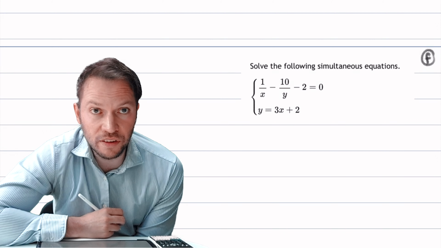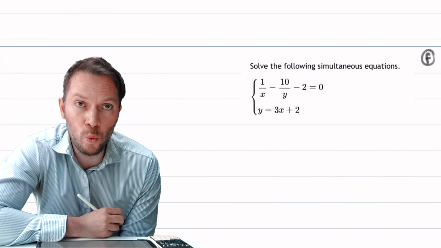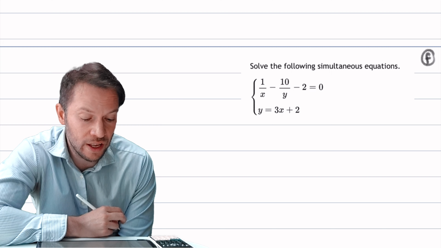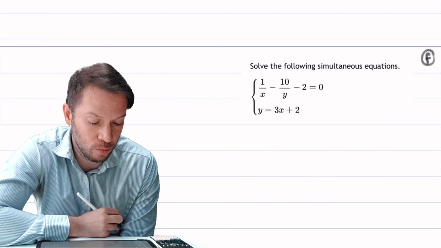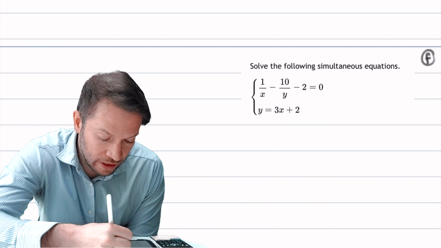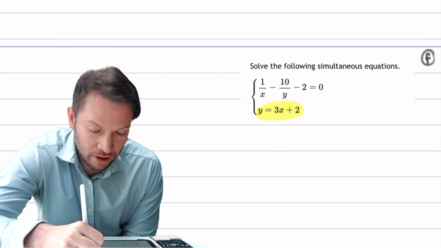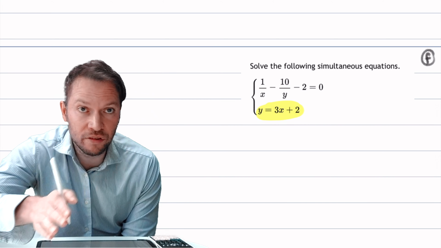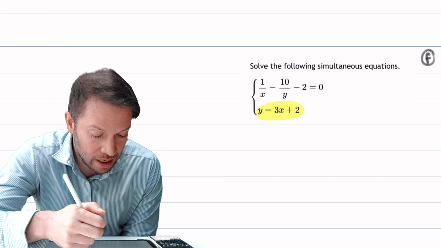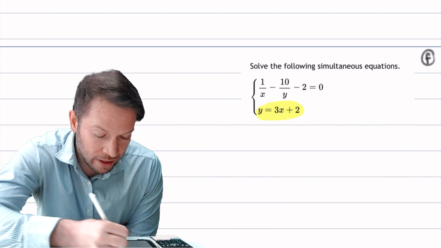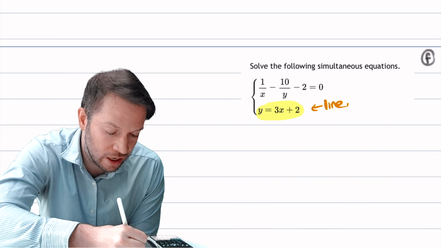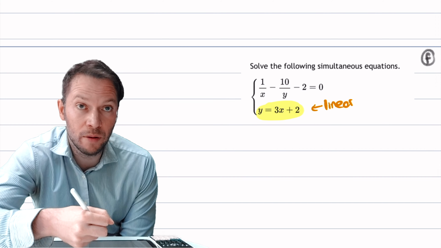Hi, in this video we're going to solve simultaneous equations where one of the equations is non-linear and we've got fractional terms as well. Now remember, this is the linear equation because if you were to plot it as a graph, it would be a straight line. Linear means straight. And the way you can tell it's linear is because if you look at the terms, the x and y terms are not squared.